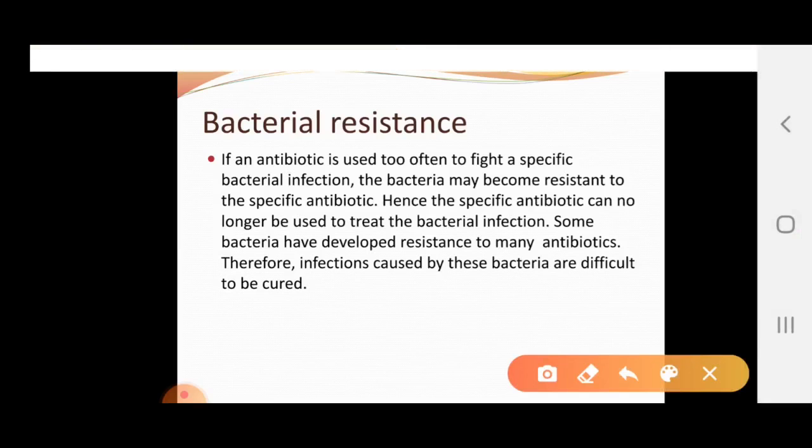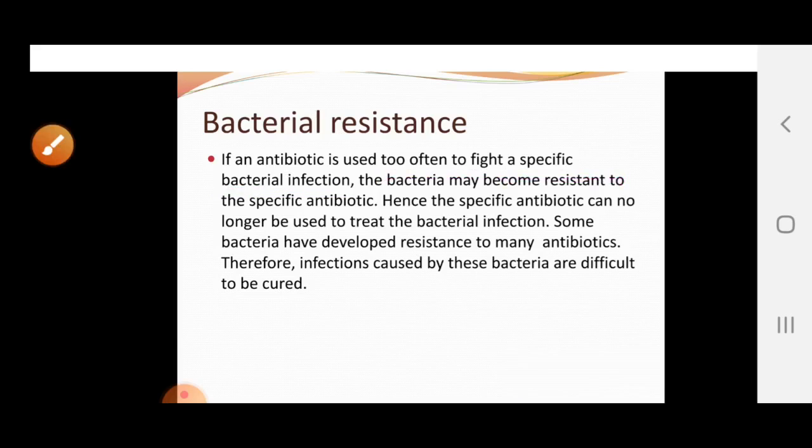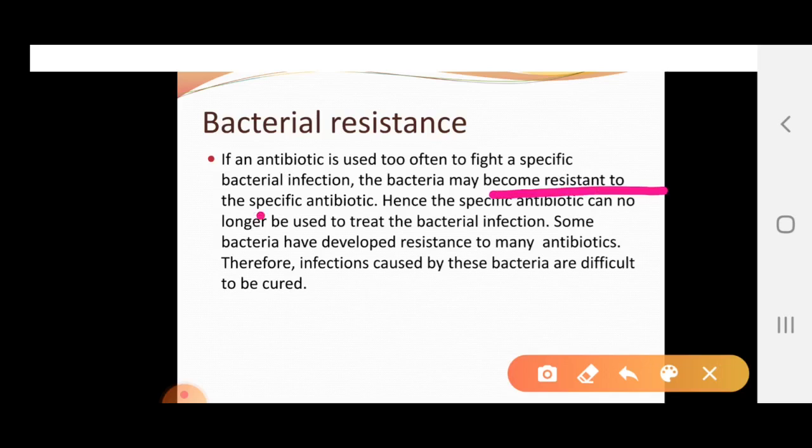Bacterial resistance. If we get a bacterial disease and go to a doctor, he will prescribe erythromycin, amoxicillin, ampicillin, like that. If we keep taking them, what will happen? The bacteria will become resistant to that antibiotic. If an antibiotic is used too often to fight a specific bacterial infection, the bacteria may become resistant to the specific antibiotic.